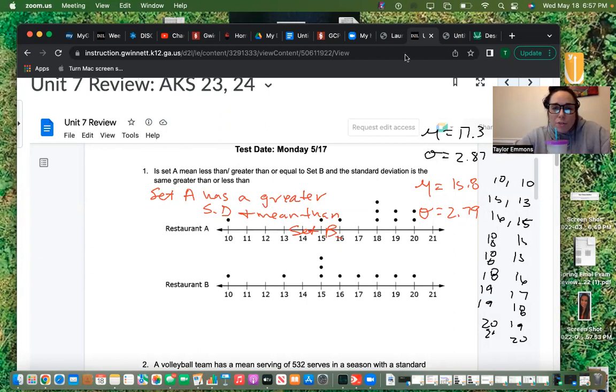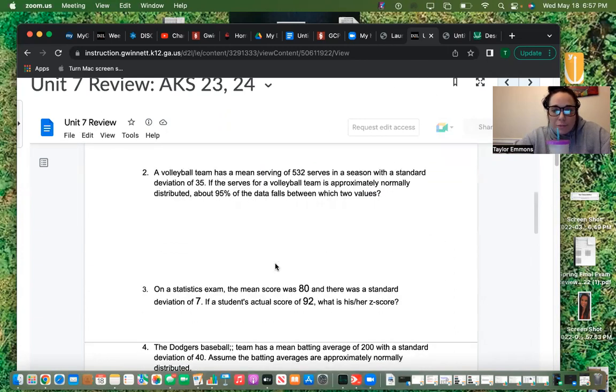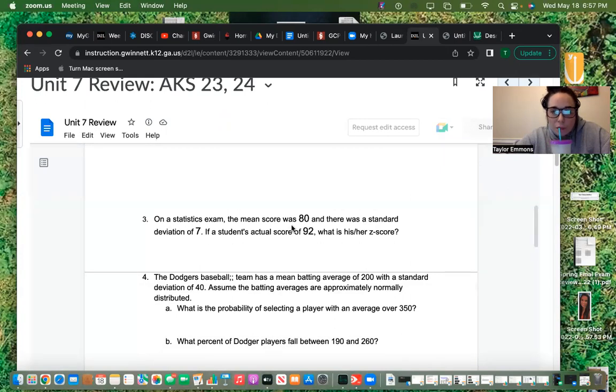While we're on this page, if you get on here to number 3, I'm just going to do this one kind of quickly because I think it's important and you're definitely going to be asked this one. Remember, you're going to be given the formula for z-score, but just in case you don't know it, it's x minus mu divided by the standard deviation. So our student score was 92. We're going to subtract 80 and divide by 7.